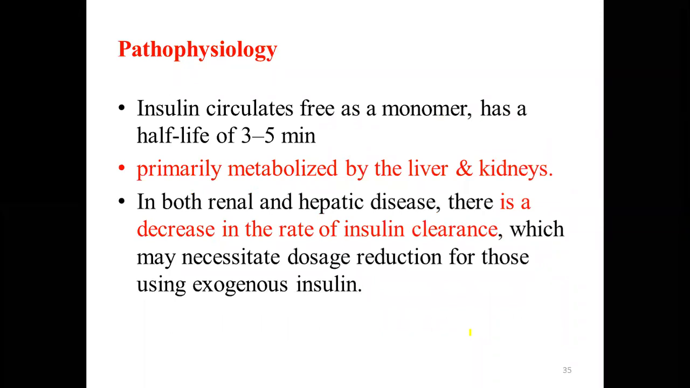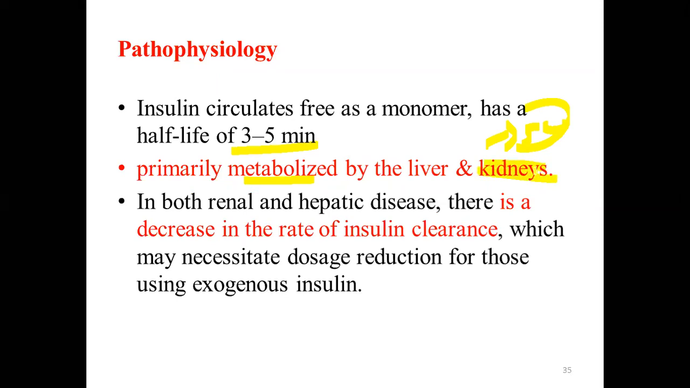Then remember something about insulin. Insulin is a free monomer. The half-life of insulin is very short, 3 to 5 minutes. But if you inadvertently administer insulin to the wrong patient, the patient will end up in hypoglycemic shock. That is why insulin can cause death. Apart from that, the primary metabolism of insulin is by the liver and the kidney, especially when we are giving subcutaneous administration of insulin. The kidney is the principal organ that eliminates insulin from the system.